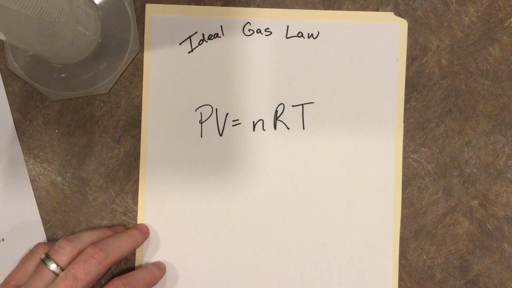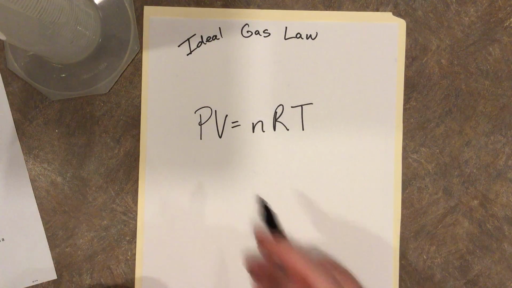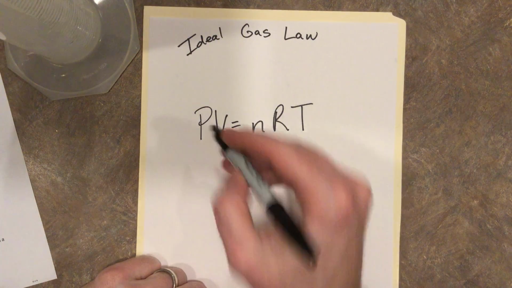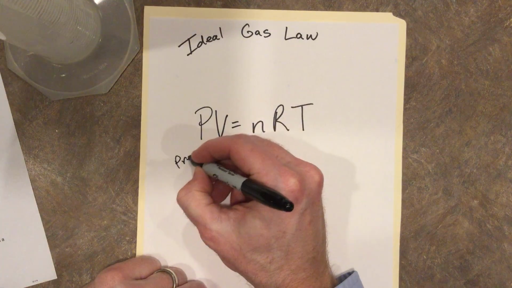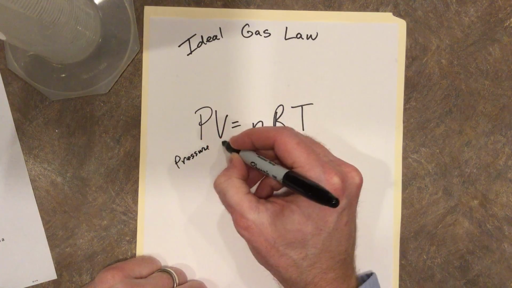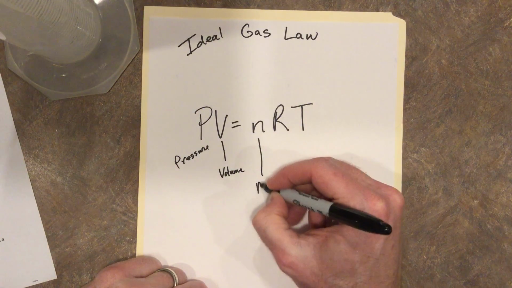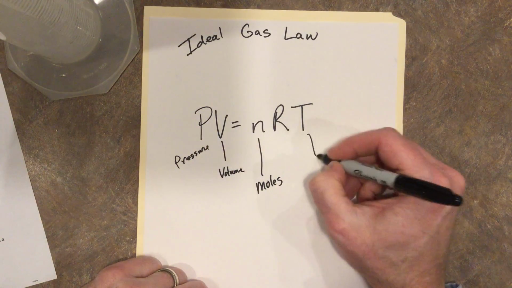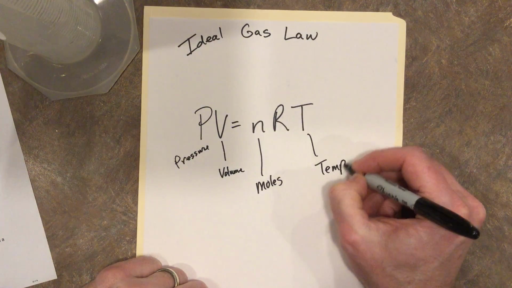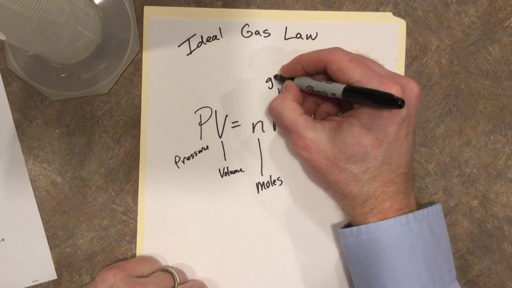Here's the formula. PV equals nRT. Sometimes you hear people just call it "pivnert." P stands for the pressure. V stands for the volume. n stands for moles. T stands for temperature. And this one right here, R, is the gas constant.